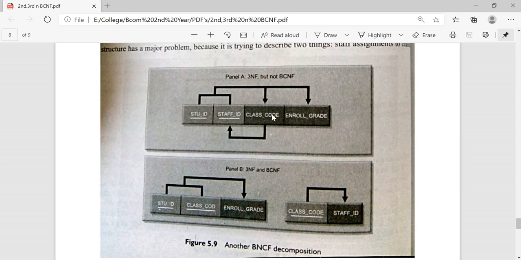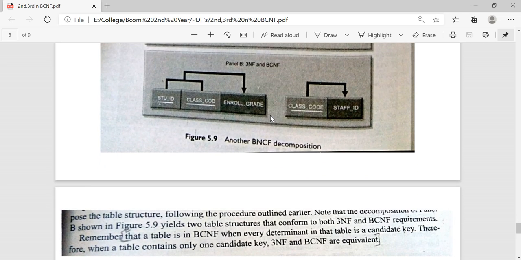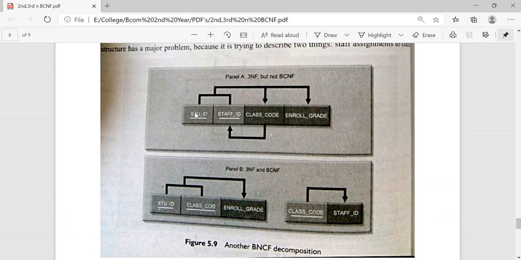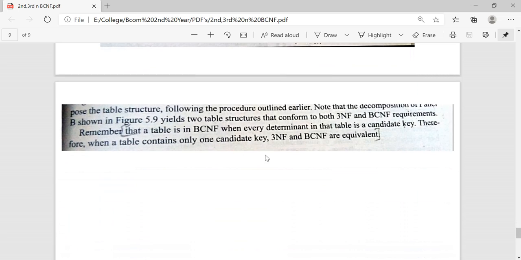So that is why we are doing this now. When you have more than one candidate key, automatically the table will not be in BCNF. When you have one and only one candidate key, and now this primary key itself is the candidate key, no other attributes are considered as candidate keys. So then automatically our table will be in 3NF and BCNF.